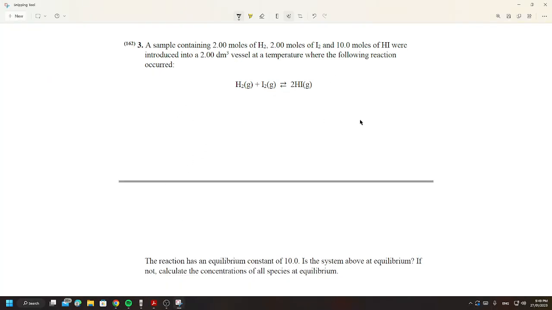So, since we know the system is going to the left, therefore this is going to be consumed, and these are going to be produced, right? So let's write down the ICE table. So ICE. Initially, we have.